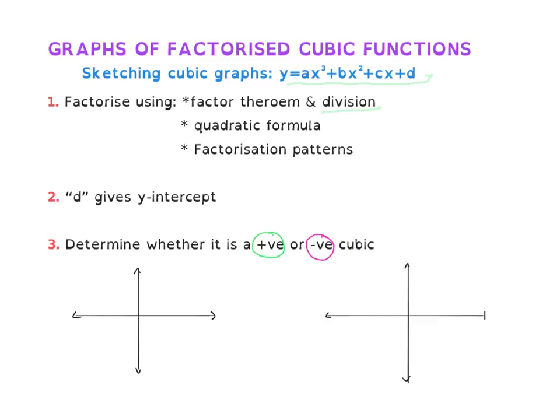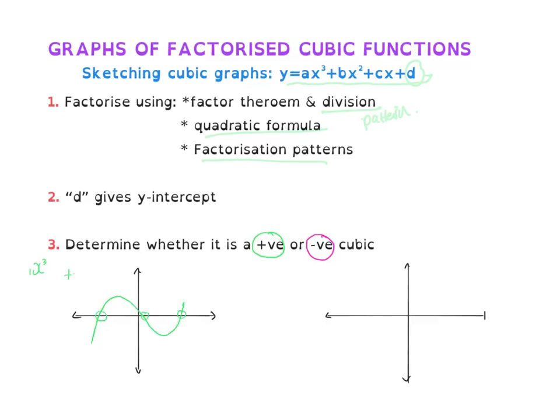If that didn't work, we can check, maybe use the quadratic formula, or you could use the patterns, if it's one of the patterns. Remember that the d value is actually the y-intercept. Now, when we're drawing our cubics, if we have a positive cubic, so the leading term is positive, it starts down in this bottom corner and you go up, down, and up. So here would be, say, your 3 x-intercepts.